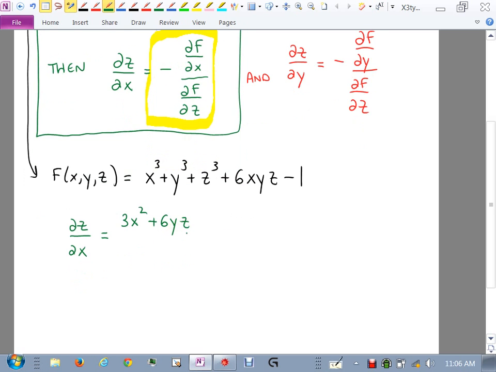Now, divide that by, and I forgot my negative sign. Let me put that negative out here. Partial of F with respect to z. So now we treat x and y like constants. So what will we get?